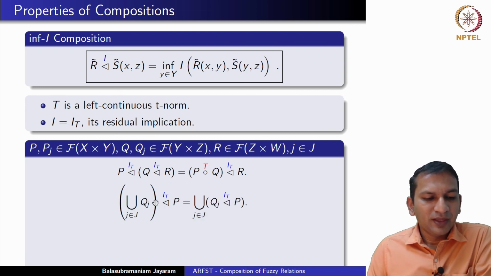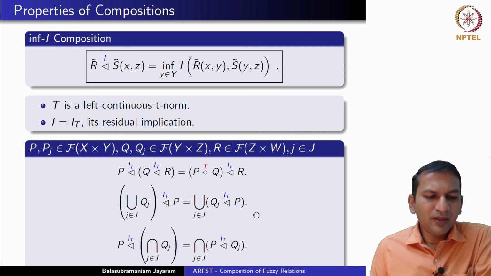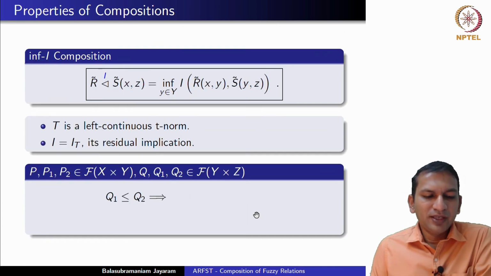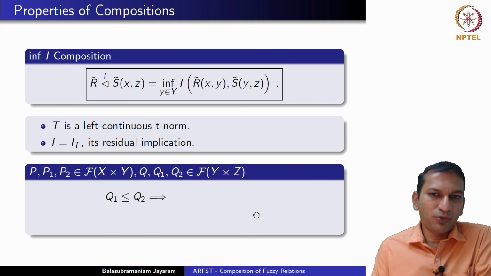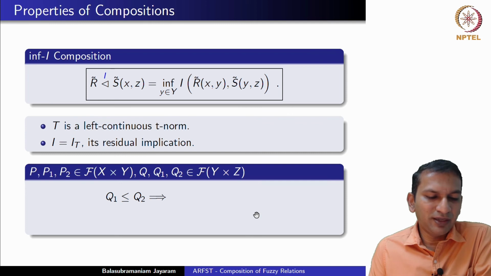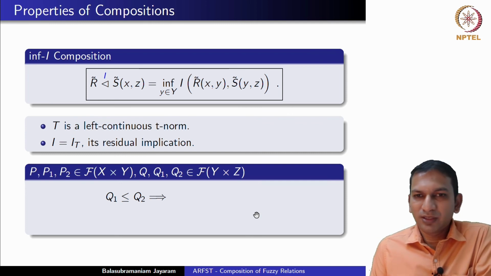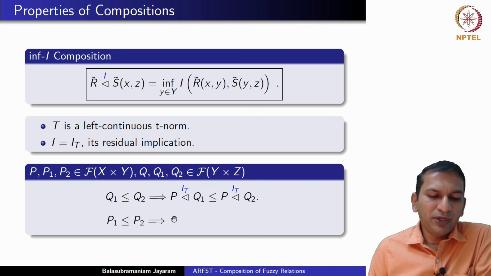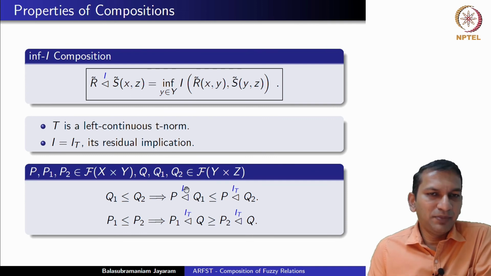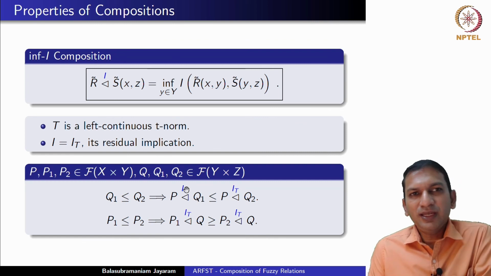Of course, it also has distributivity as we have seen earlier. But what is interesting is because of this distributivity, we also have the corresponding monotonicity. That means if Q1 is less than or equal to Q2, that means pointwise in terms of the relational matrix, if the numbers in Q1 are smaller than the numbers in Q2 at the same location, we can show that this is the kind of monotonicity that we have in the composed relations. And if P1 is less than or equal to P2, then the monotonicity reverses. Of course, this is also clear because IT as an implication is decreasing in the first variable and increasing in the second variable.